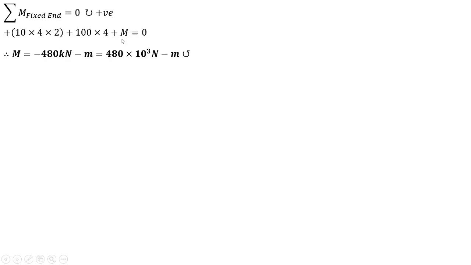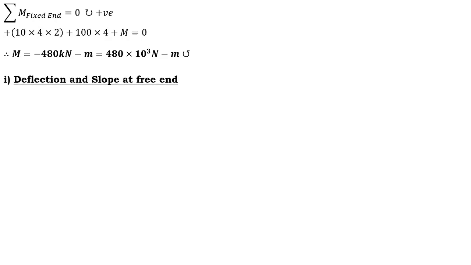Then once again, let us assume the reaction moment at the fixed end causes a positive couple. I don't know whether it is causing positive or negative moment, so let us assume it as positive, so it is plus M is equal to 0. Now when I solve this, I'll get M is equal to minus 480 kilonewton meter. So this negative indicates that it is not in the clockwise direction, it is in the anti-clockwise direction. Therefore it is 480 into 10 to the power of 3 Newton meter in the counterclockwise direction. So this is the calculation of the reaction at the fixed end.